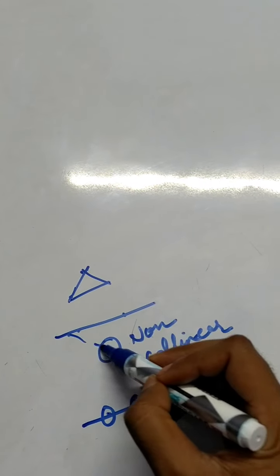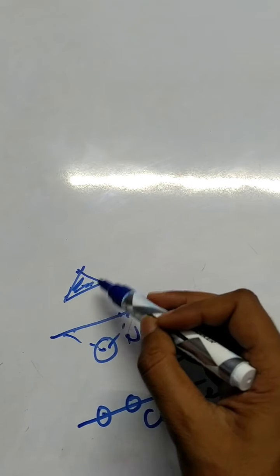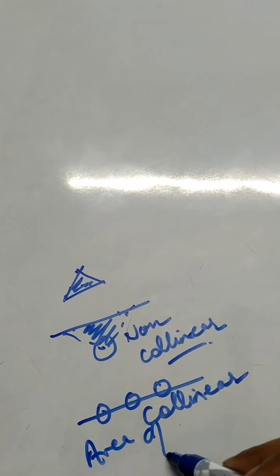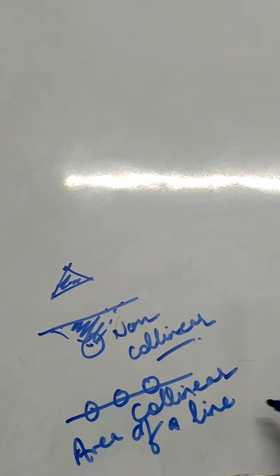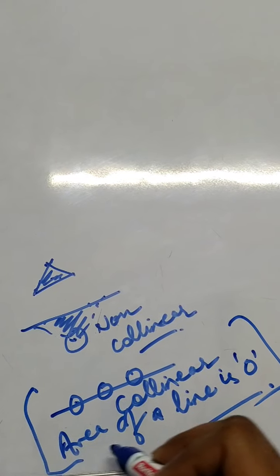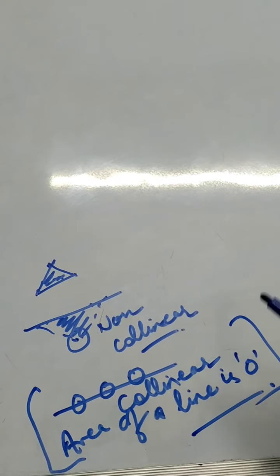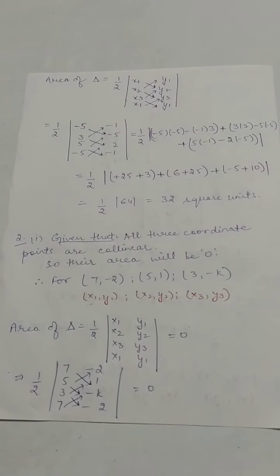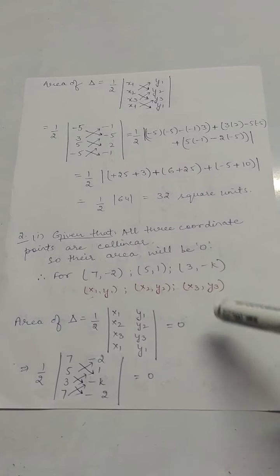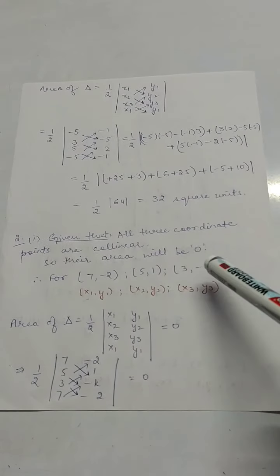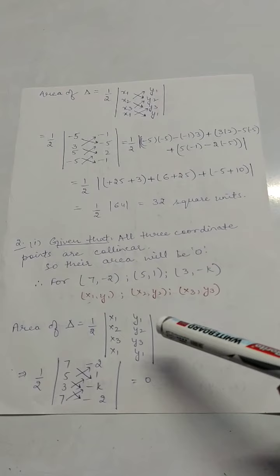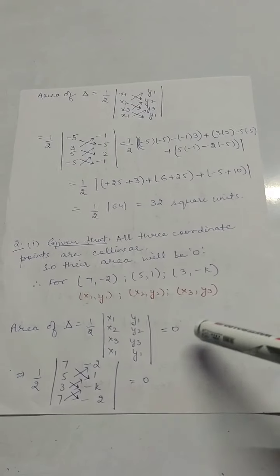Here when they are not collinear, it is having some area. The area of a line is 0. Mark this. The area of a straight line is 0. Using the same criteria, in this we have the area of triangle will be 0. So for these 3 coordinate points we have to find the value of k over here. Just put the values and take it equal to 0 because all the 3 points are collinear.